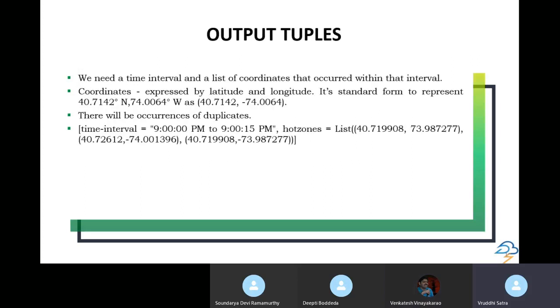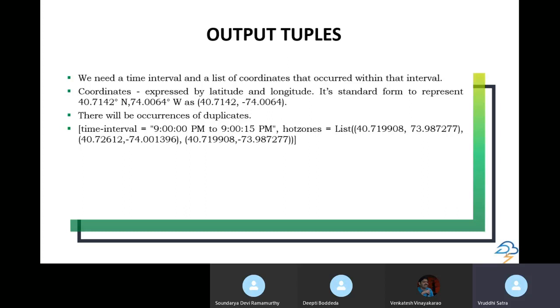So we now need to identify what our output tuples will look like. We need a time interval, say from 9 p.m. to 9:15 p.m., or after 15 seconds if we want increments of 15 seconds. And we will have a list of coordinates of the bars that occurred within that interval.